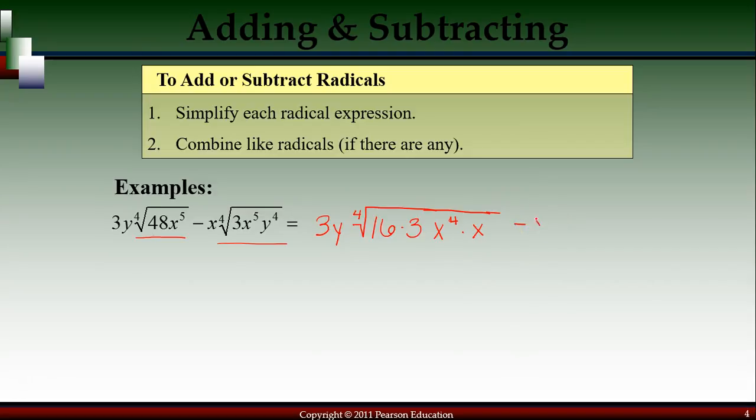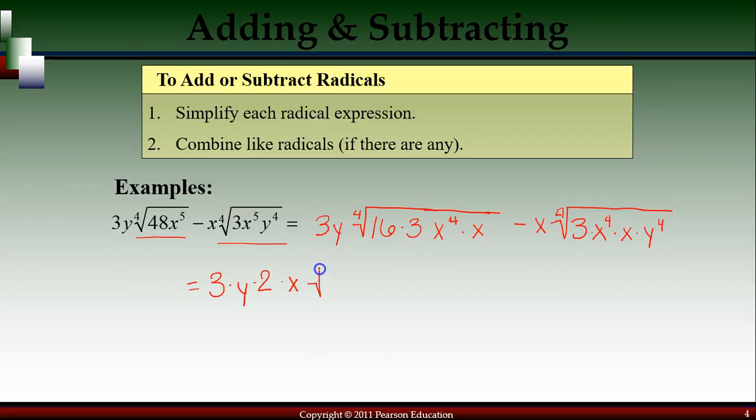And then subtract that from x times the 4th root of 3, again, x to the 4th times x, and then y to the 4th. Now let's take everything out of the radicals that we can, taking the 4th root of them. So 3 times y times, we can take the 4th root of 16, that's going to be 2. And then take the 4th root of x to the 4th, that's going to give us x.